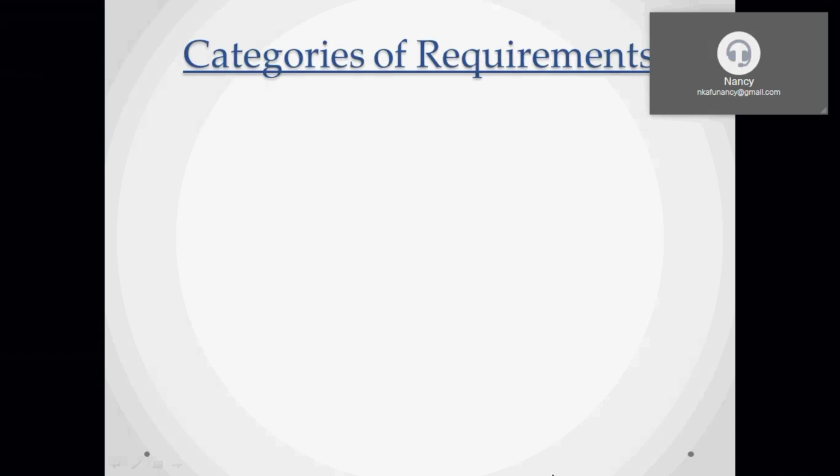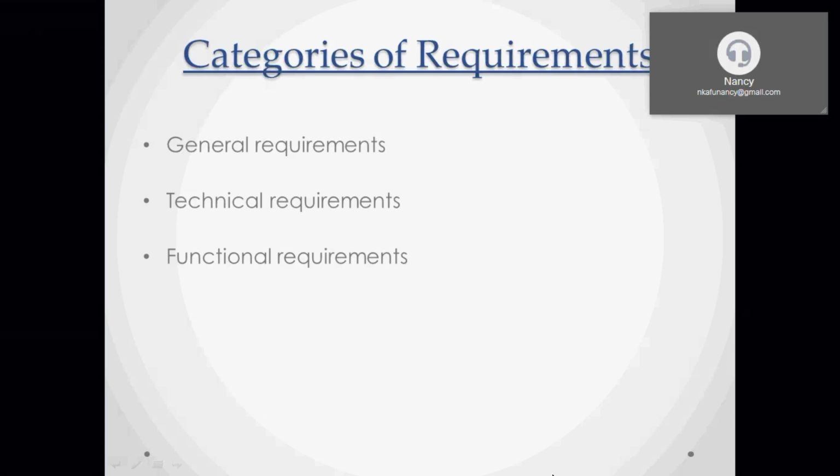You have different T's. We are not really going to discuss much on this, which is good because this is very critical as well, and we are going to discuss more on it next week. It's about categories of requirements. We have different types of requirements. We have functional requirements, general requirements, technical requirements, and non-functional requirements. So we are going to discuss this in detail next week.